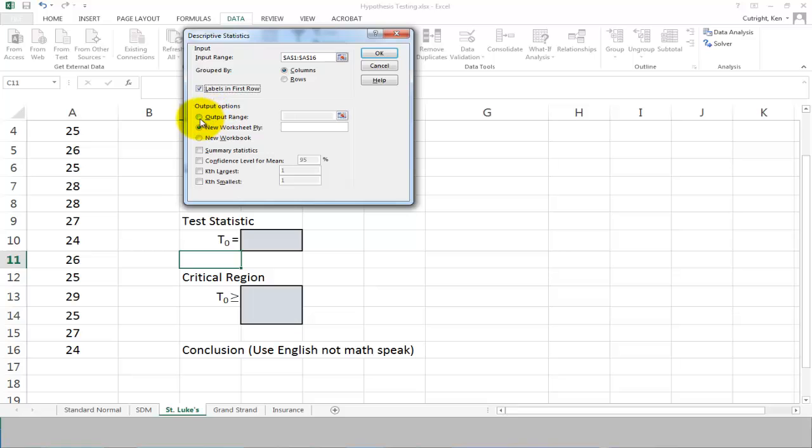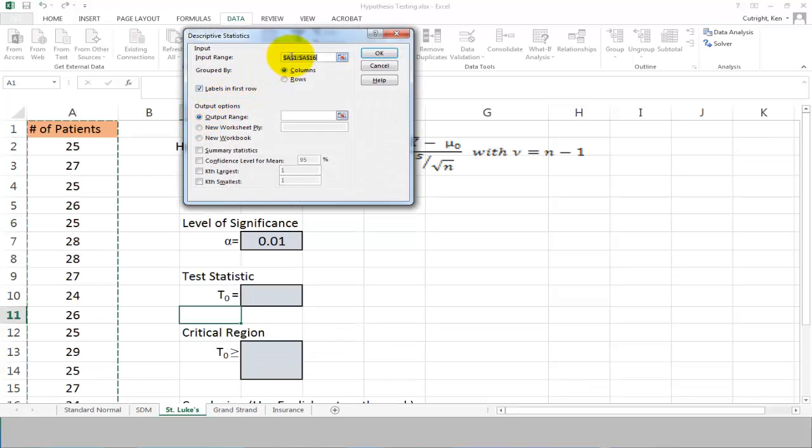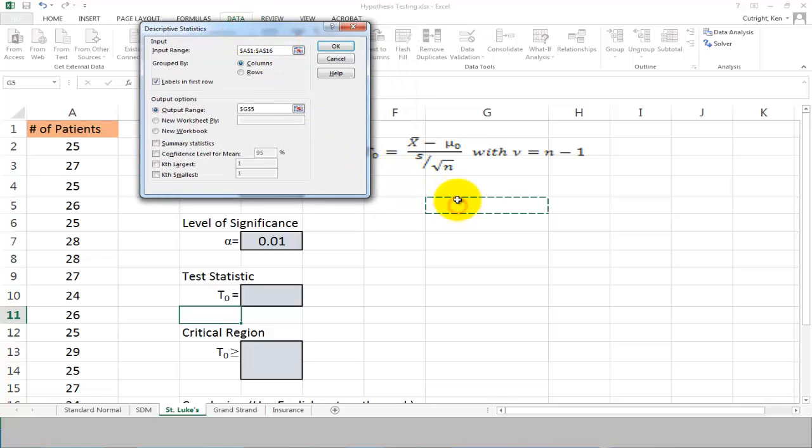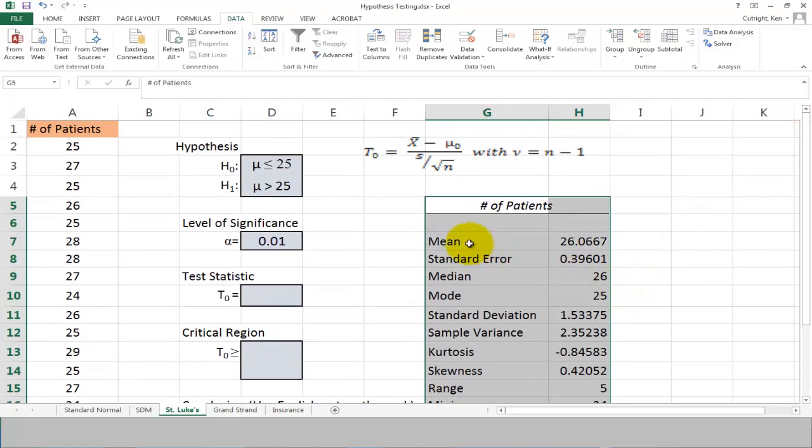I don't know why Excel does this, but when I click on output range, for some reason the cursor jumps back up to the input range. I don't know why, so I have to manually go down and click on the output range area and then select a location for the output, and then I want the summary statistics, and when I hit OK, it gives me lots of information here, right?